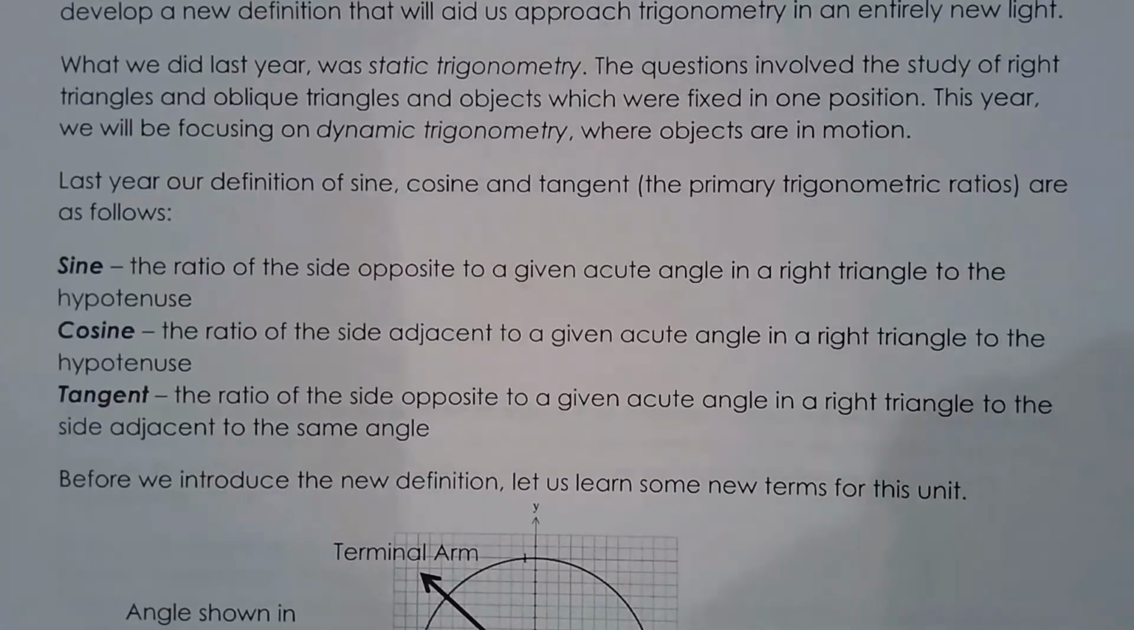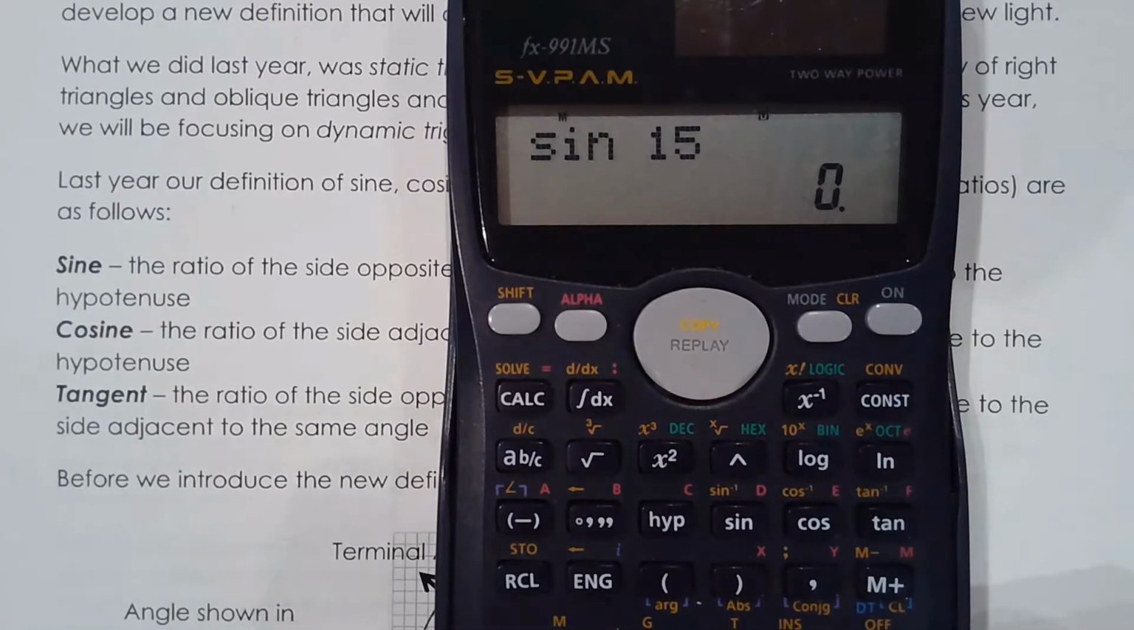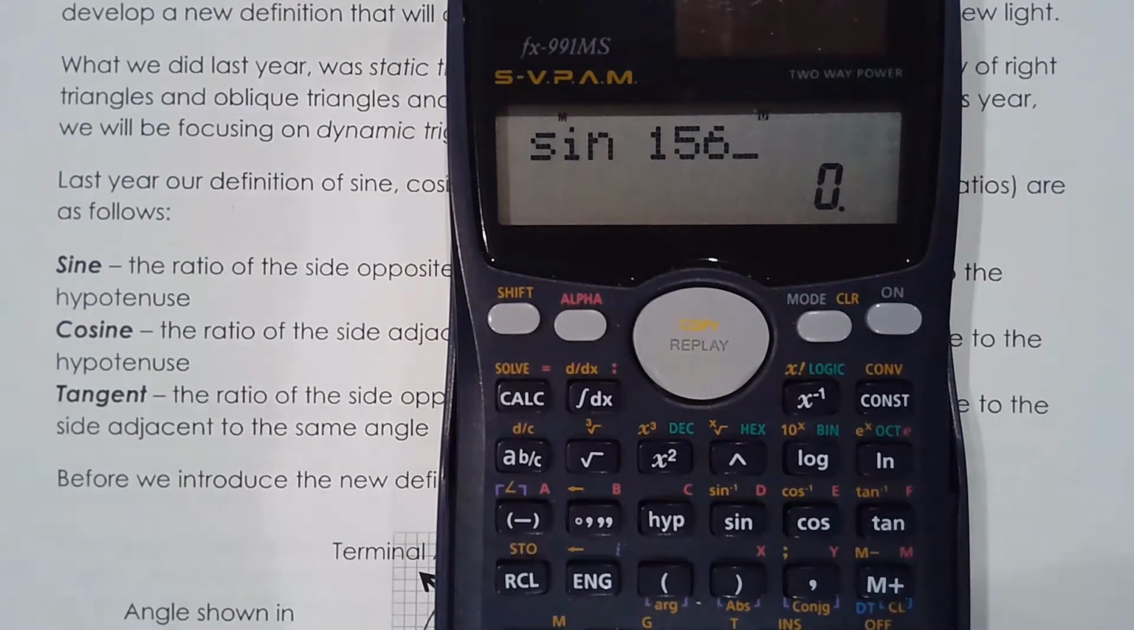So why do we need to upgrade the definition of sine, cosine, and tan? Well, based on what we're going to do for the remainder of this unit, and especially in the next unit when we study trigonometric functions, this definition doesn't work out. So why does it not work out? Let me give you an example. Sine of, I don't know, let's say 156 degrees. Based on our old definition, sine 156 degrees makes no sense whatsoever. How do I have an acute angle of 156 degrees? It just doesn't make any sense.